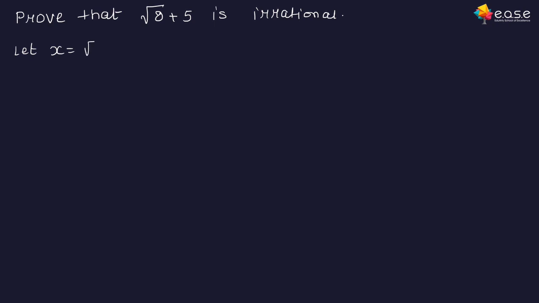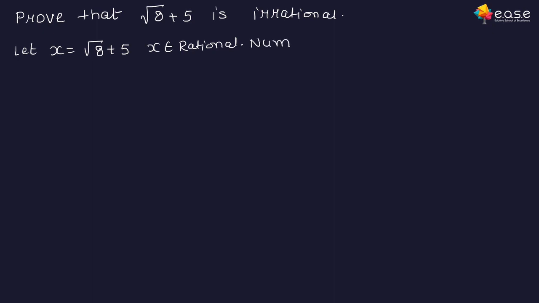Okay, let's take one more sum. Let's take that prove that root 8 plus 5 is irrational. So what will you do here? Simply again you will say let x equal to root 8 plus 5. And what is x? X belongs to rational number, correct?